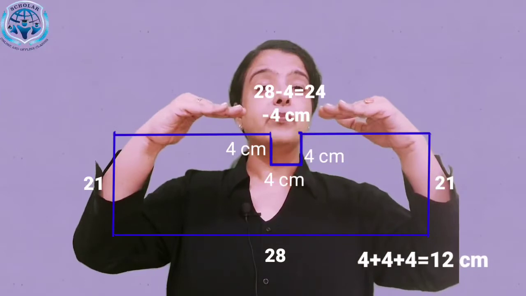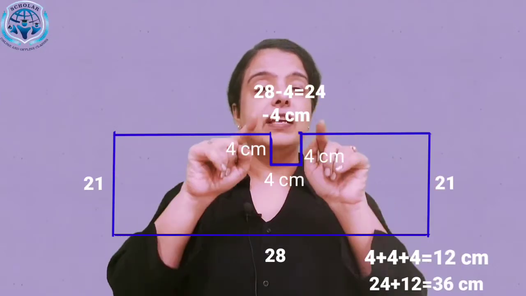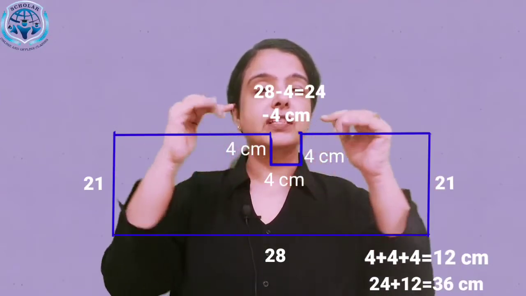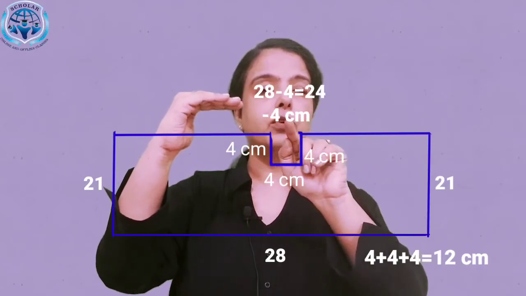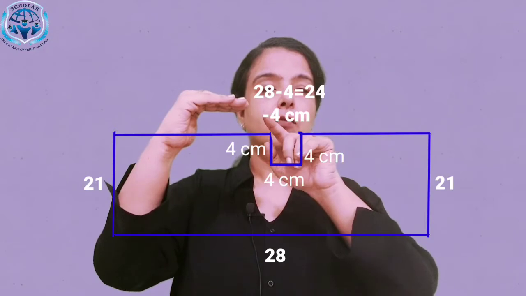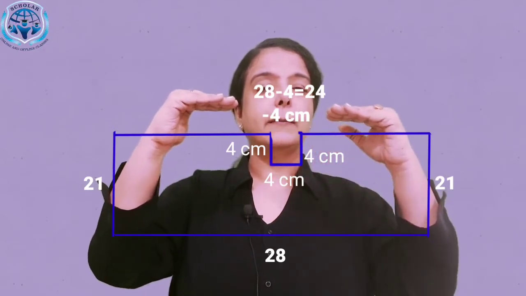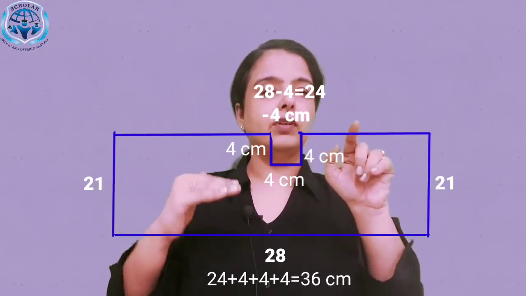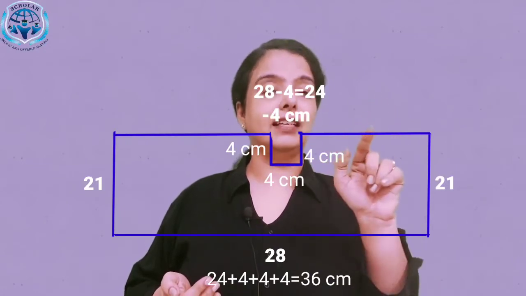That means this length is 24. We will add these three portions to 24. 24 plus 4 plus 4 plus 4. 24 plus 12, since 4 plus 4 plus 4 is 12. So 24 plus 12 is equal to 36.